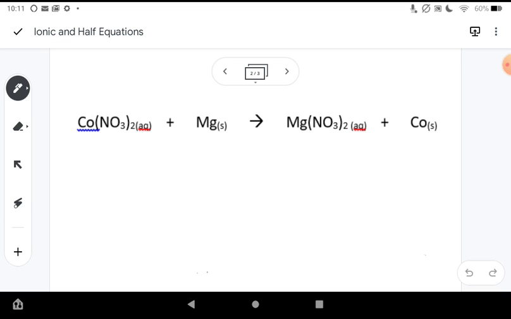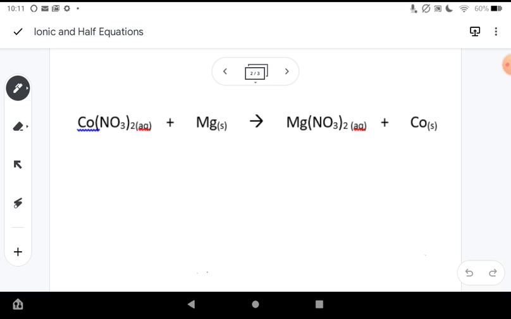Now, I'm not going to put the state symbols, but the really important bit to notice are the state symbols here. The reason I'm not going to put the state symbols in is just because you can't read them on this board, because it just doesn't come up very clearly, because they have to be quite small. But aqueous means dissolved, so S means solid. So if it's aqueous, that means that all those particles are actually separated.